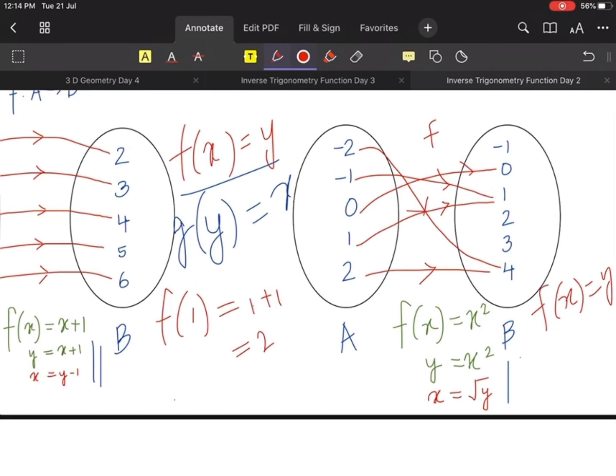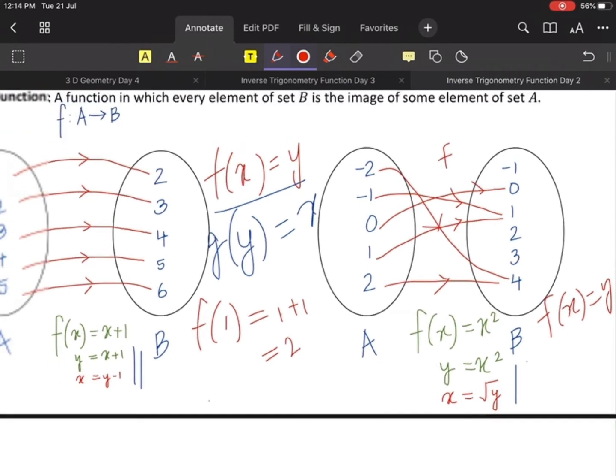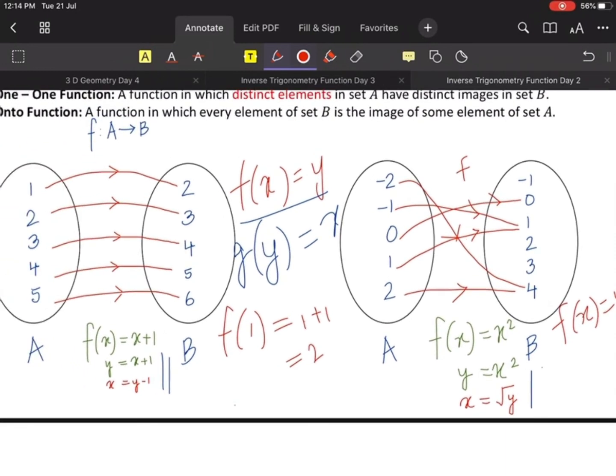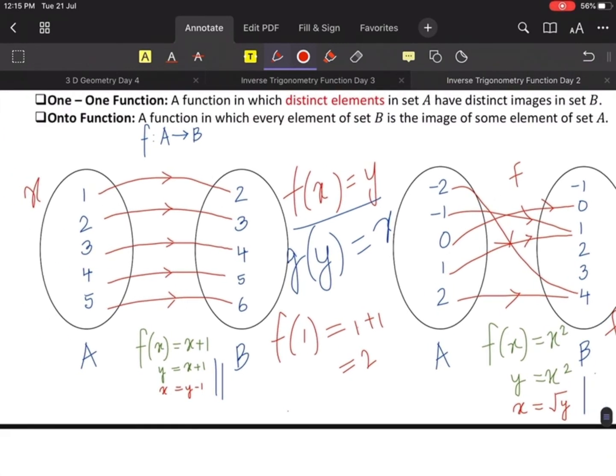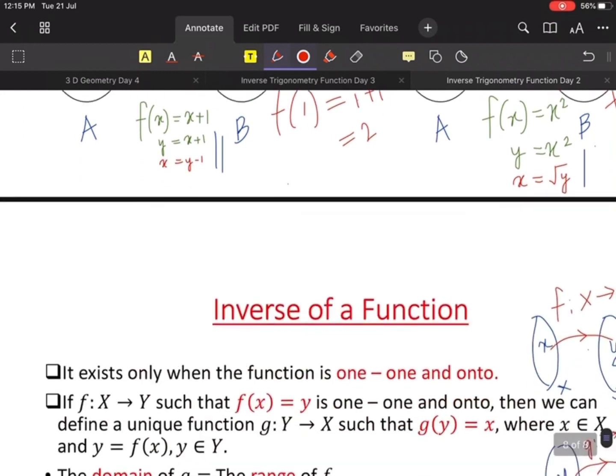And here we have already told that for the inverse of a function, please remember this one, clarify this one, a function needs to be one-one and onto to have an inverse. If it's not one-one and onto, the inverse is not possible at all. Am I clear? Please have this concept very, very clear, because this is the main idea we will be using. Okay, understood? So let's move on.